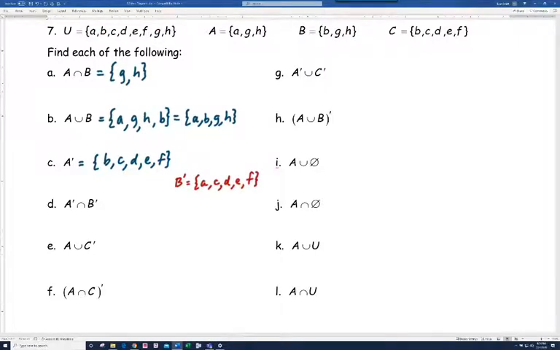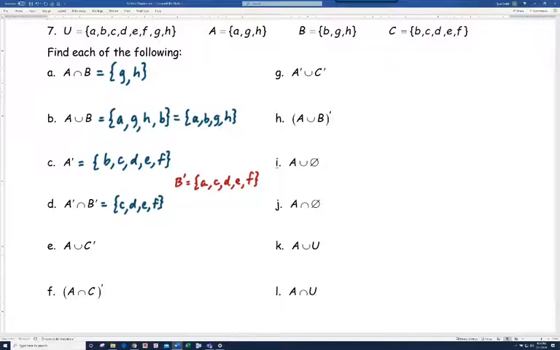And so now we actually have these two sets right next to each other. And so we want to see what they have in common. Well, they both have C, D, E, and F. And so that's going to be our answer here. The set with C, D, E, and F in it.